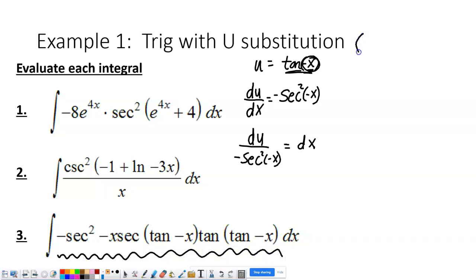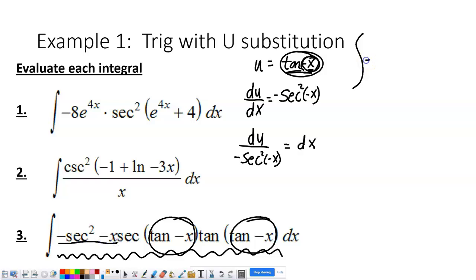But you got to know where to put things in order to make it look prettier. So remember, we're going to replace tangent of -x with u. So I'm going to put a u here and here. There's 2 places I'm going to put a u because there's 2 tangents of -x's. Okay. This thing I can't do anything with this yet, but here we go.